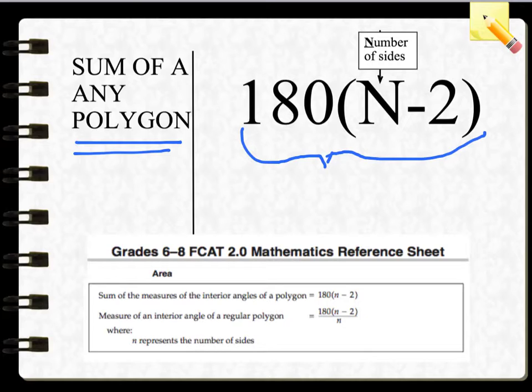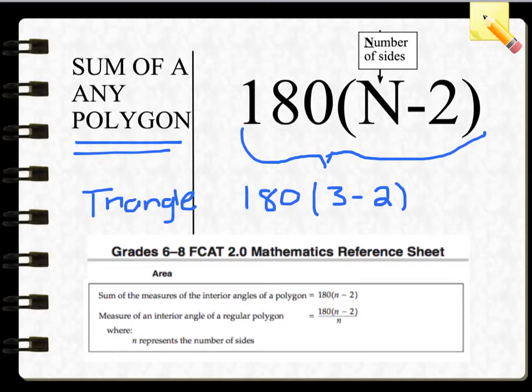So we know that a triangle has 180 degrees. That's what we learned. Let's just make sure it works in this formula. 180, there's 3 sides in a triangle. So 3 minus 2, that gives us 180 times 1, which does in fact give us 180 degrees.